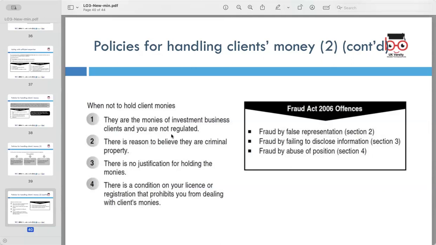Also, the Fraud Act 2006 outlines various offenses related to fraudulent behavior, including fraud by false representation, fraud by failing to disclose information, and fraud by abuse of position. So, by adhering to these policies and regulations, accountants ensure compliance with legal and ethical standards, thereby safeguarding client interests and maintaining trust in the profession.